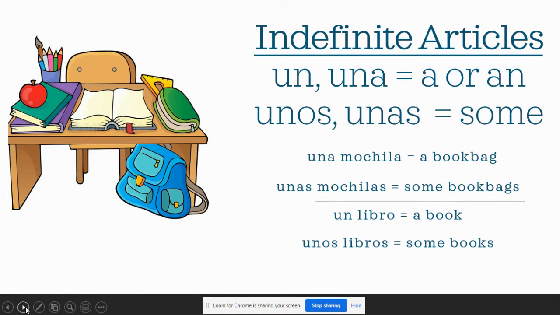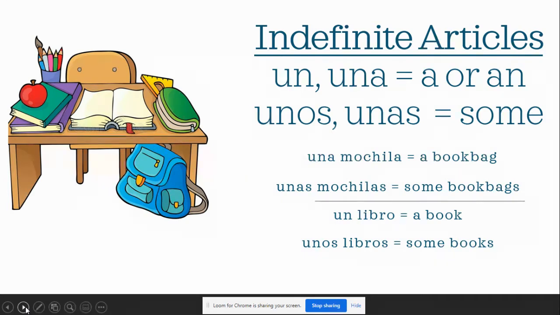So let's talk about what an indefinite article is. An indefinite article is a word that expresses either a, an, or some. In Spanish, there are four indefinite articles, and they are un, una, unos, unas. How about you try that? Let's say them. Un, una, unos, unas.